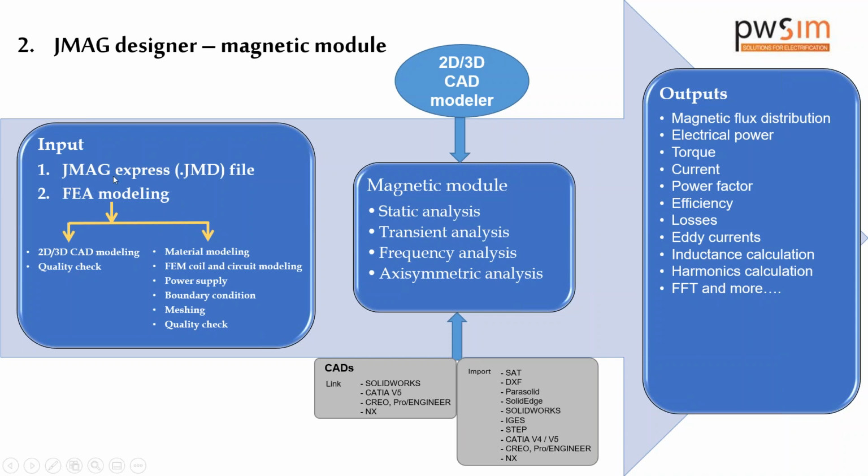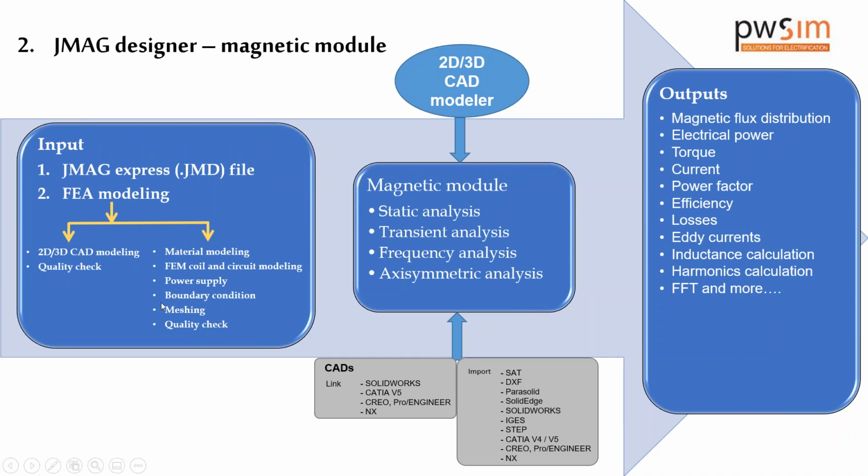And with that, again, like you did in Express, if you have a new model that you want to directly see in Designer, you have to provide these details to the Designer: what type of material you are going to use, what is the FEM coil and the circuit you are going to use, the power supply, the boundary condition. Boundary condition is an important factor in finite element analysis for any type of application, because with respect to a boundary, the finite element analysis problem is solved.